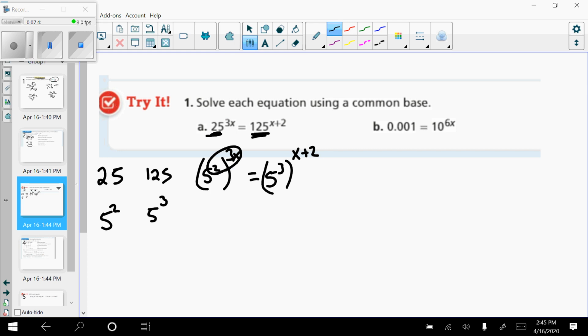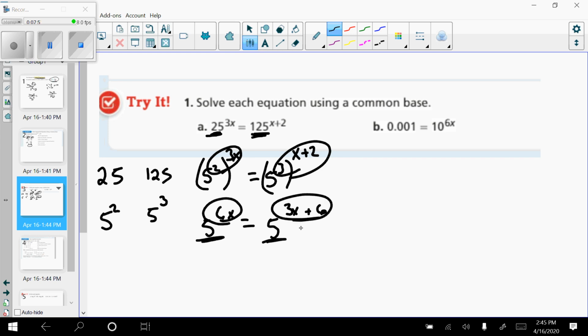And we know we do power to power, we multiply those guys. So I get 5 to the 6x equals 5 to the 3x plus 6. Bases are the same, so that means these two things have to be equal. So 6x equals 3x plus 6, sorry. Minus 3x, minus 3x. 3x equals 6, divided by 3, x equals 2.